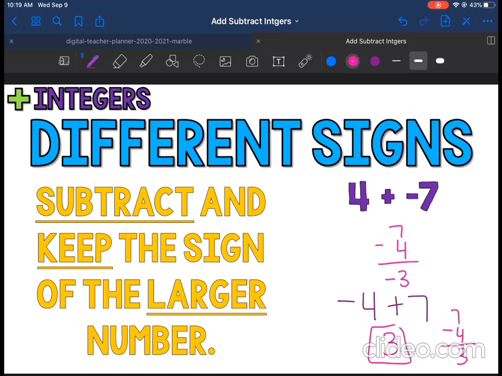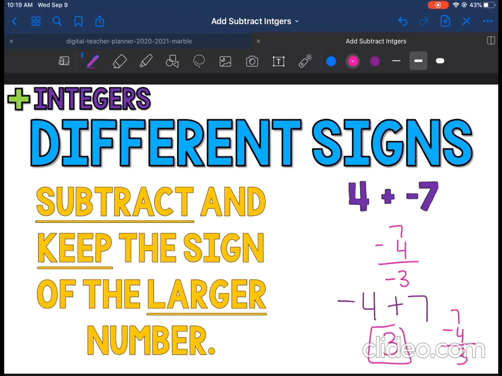I just wanted to write it out for everyone else so they could also see it. It's whatever number's bigger. In my first problem, 4 plus negative 7, 7's bigger than 4, so my answer is going to be negative. In my second problem, 7's still bigger than 4, but this time 7 is positive, so my answer is going to be positive.